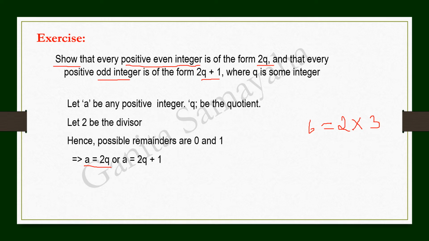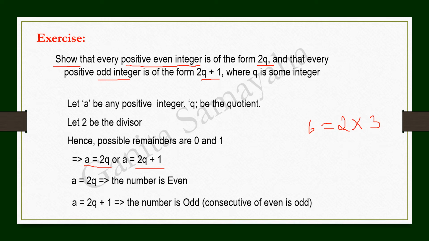And when you consider a equal to 2q plus 1, what does this mean? It is the consecutive to the even number. It is the next number, isn't it? So they are all called consecutive numbers. So any consecutive number of an even number must be odd, isn't it? So a equal to 2q implies the number is even, and a equal to 2q plus 1 implies the number is odd, since it is consecutive of an even number. Consecutive of an even number is an odd number.